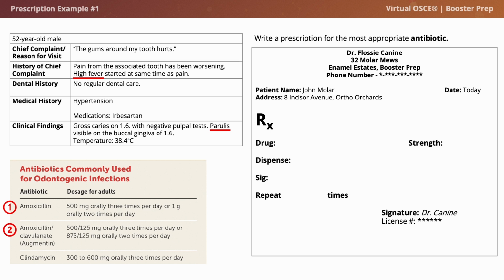As well, the second line option that we would use is amoxicillin and clavulanate. Clavulanic acid, or clavulanate, is basically in addition to amoxicillin. So if amoxicillin doesn't work the first time, you'd prescribe amoxicillin and clavulanic acid. But here we're prescribing for the first time, so we'll use our typical amoxicillin.